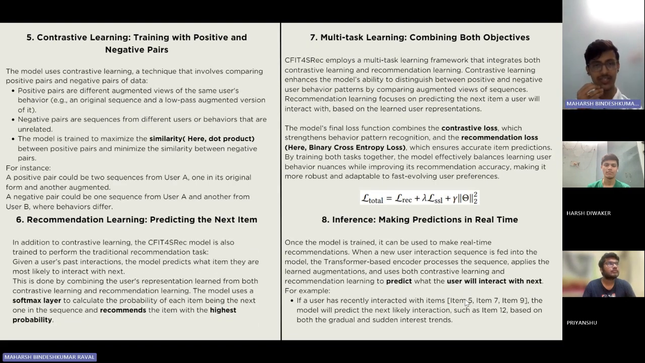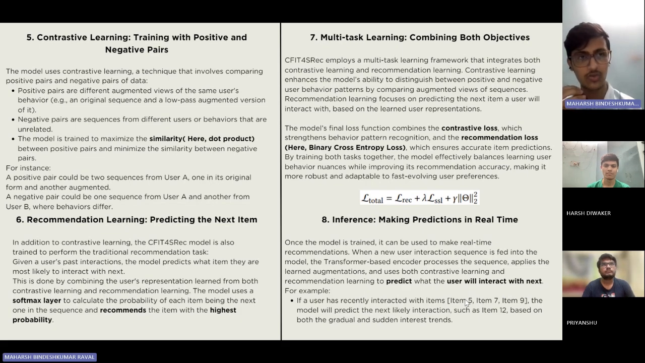So basically, contrastive learning is a self-supervised approach integrated into CFIT4SRec to refine its understanding of user behavior. Now, the model compares the positive pairs and the negative pairs. So, what are the positive pairs? Positive pairs means the different augmented views of the same sequence, for example, original and low-pass versions of a user's interactions. While negative pairs means sequences from unrelated users representing dissimilar behaviors.